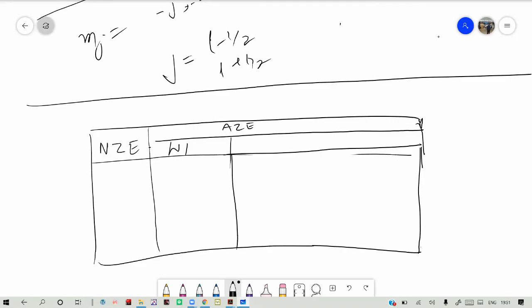So this is weak field, this is strong field. So what was the normal Zeeman effect, the energy shift? I will take strong field here, weak field here.